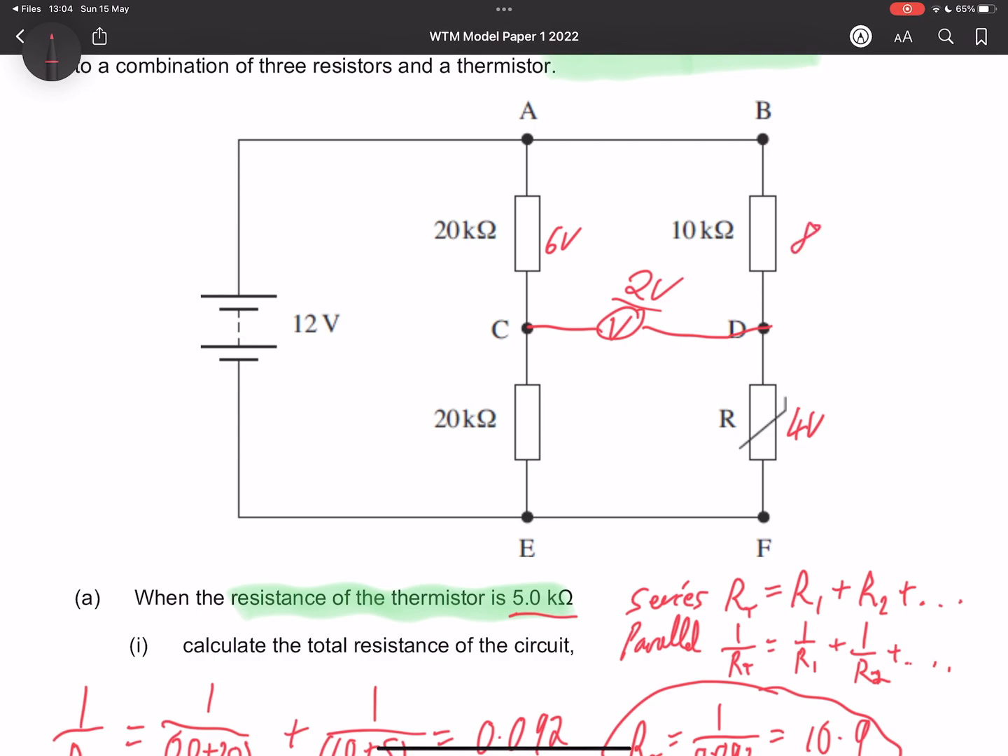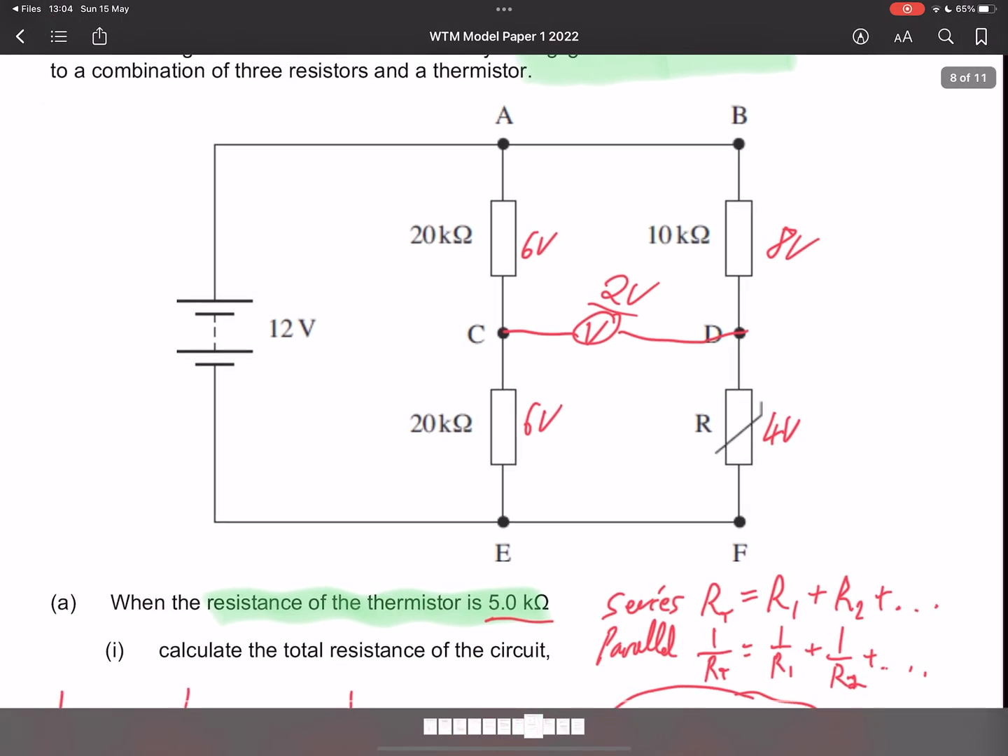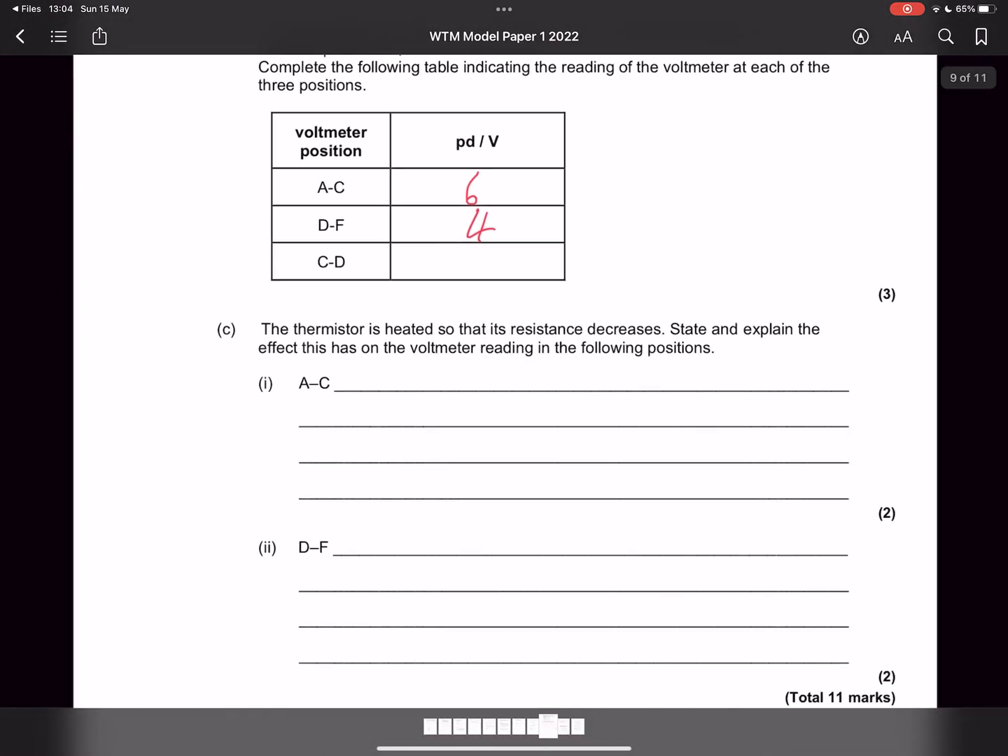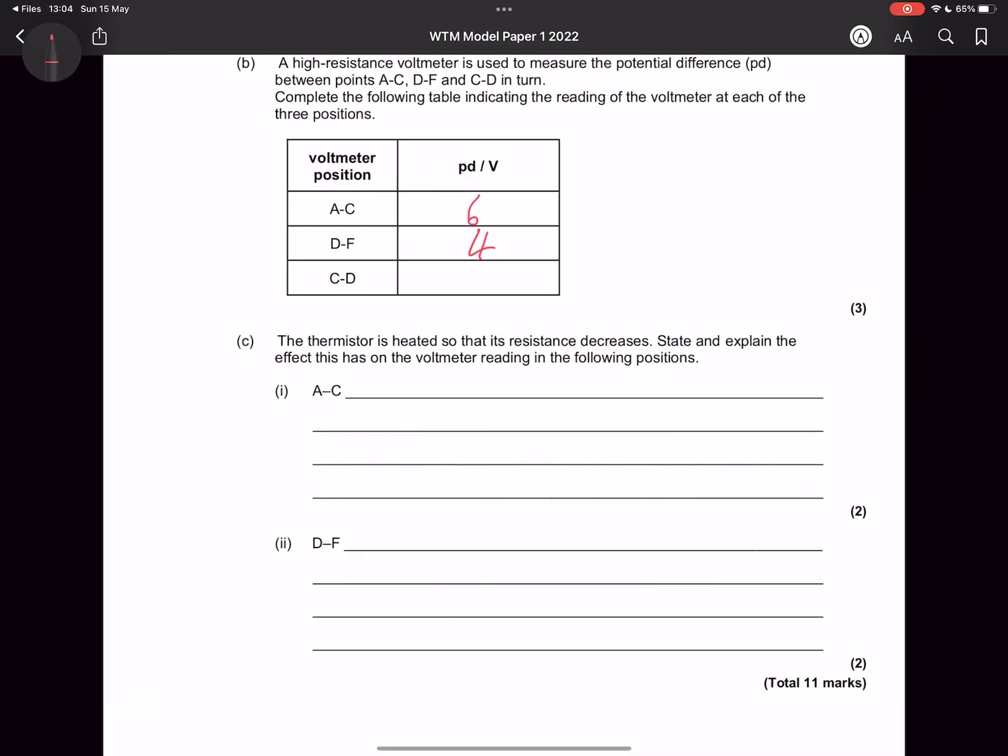Realistically though, the difference between 6 and 8 above, and then the 6 and 4 below, is 2. So 2 volts is going to be the answer of the difference, regardless of which direction you are going. So a couple of different techniques you can use there to identify or check that sort of question.